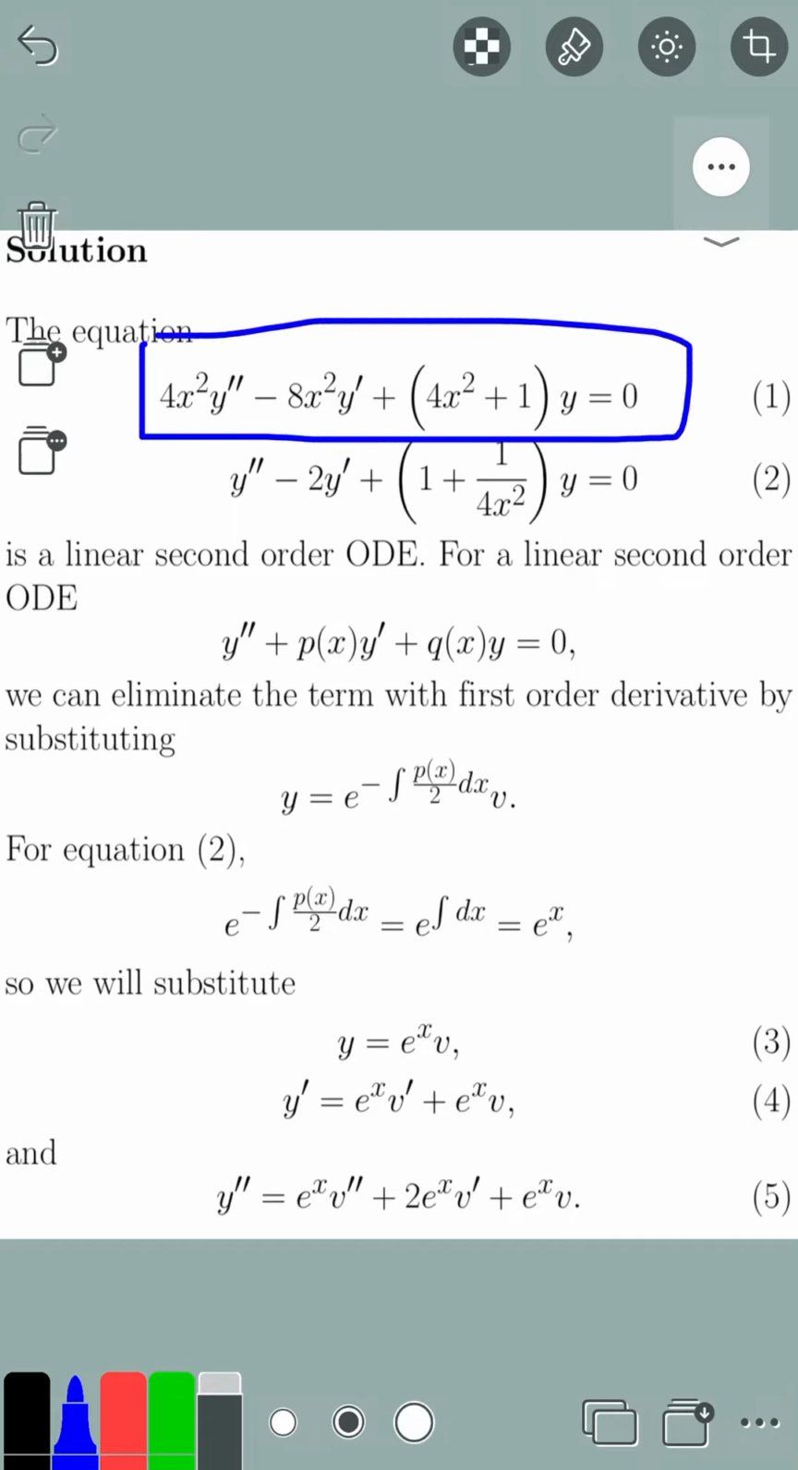4x squared times y double prime minus 8x squared times y prime plus (4x squared plus 1) times y is equal to 0. Thank you for watching.